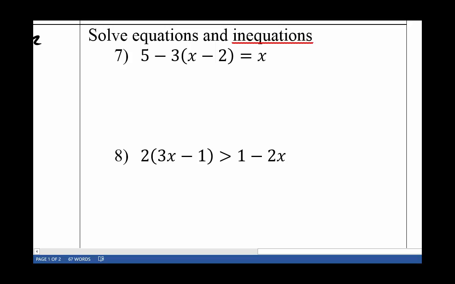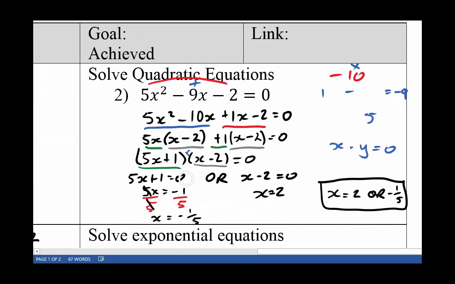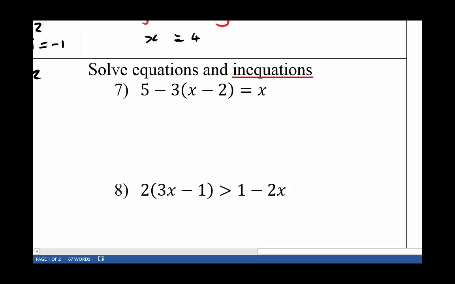Solve equations and inequations. So this one here, solving an equation, is actually relatively similar to this last part of solving quadratic equations. Quadratic equations are these ones with x squareds. So this part here is factorising, and this part here is very similar to solving linear equations. And linear just means x. There's no x squared, just x.